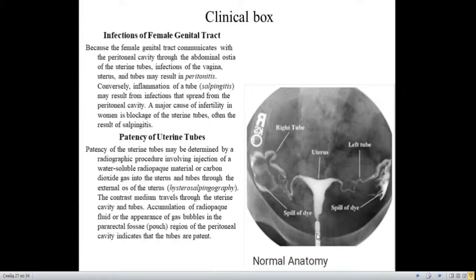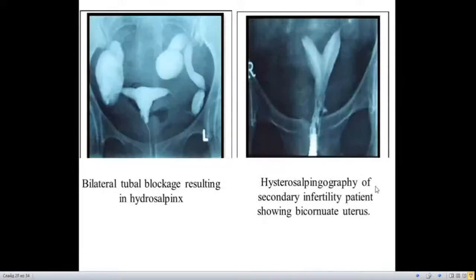So here on this picture you see a normal picture of the female reproductive tract. The cavity of the uterus is filled with this dye, the tubes are filled, and it is discharged to the abdominal cavity. You see the shape of the uterine cavity is normal, both tubes are patent. But here on these pictures you can see pathology.